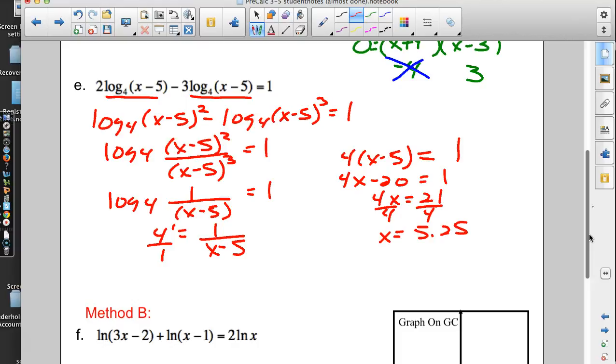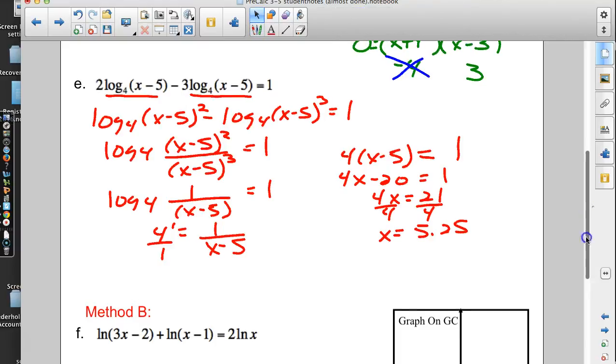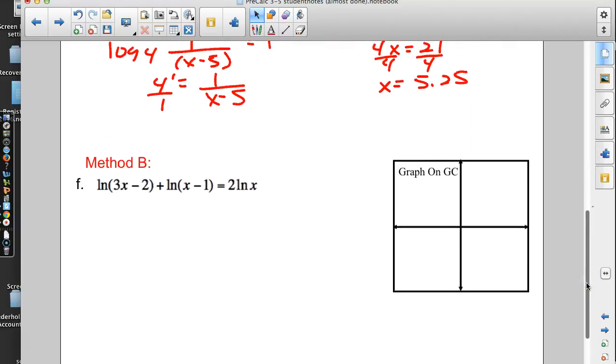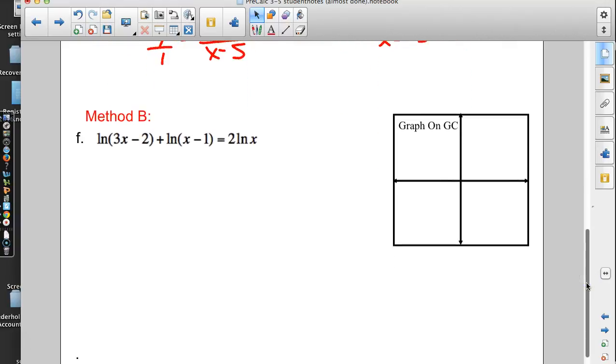But again, you could, I don't know that I would, look at this monster up here, but you could put this in as y sub 1 and put that in as y sub 2 and let the calculator do it. You'd have to use the change of base formula again, so it'd be kind of ugly. But the 5.25 would work. All right. Method B. Ooh, that B sounds kind of scary.